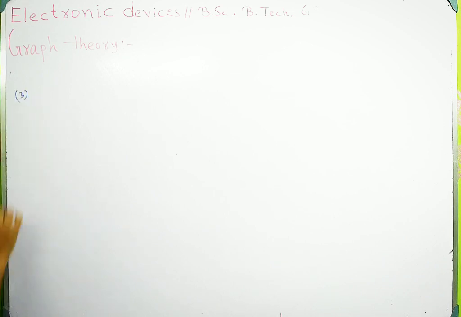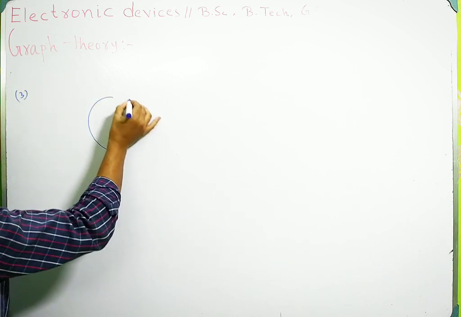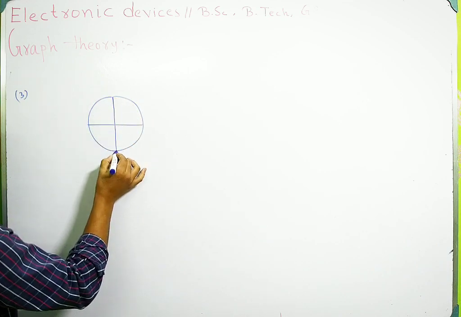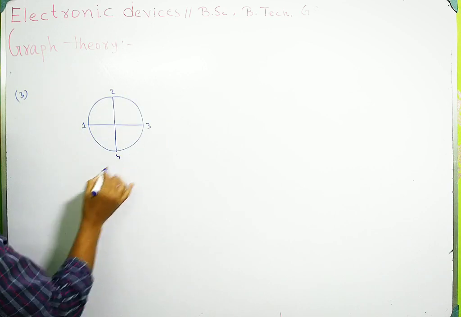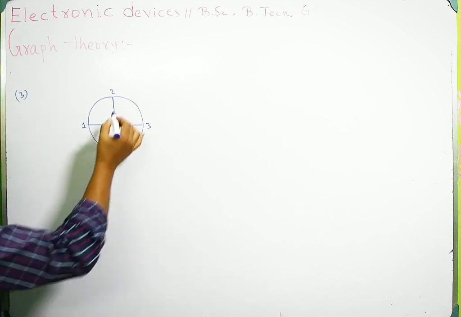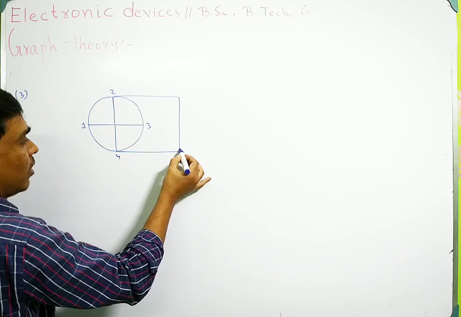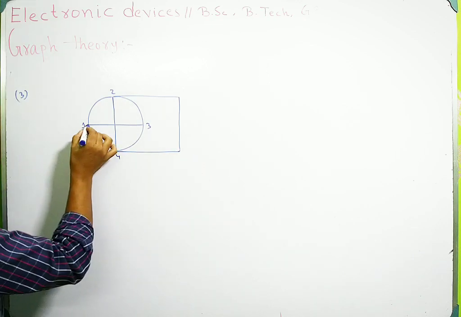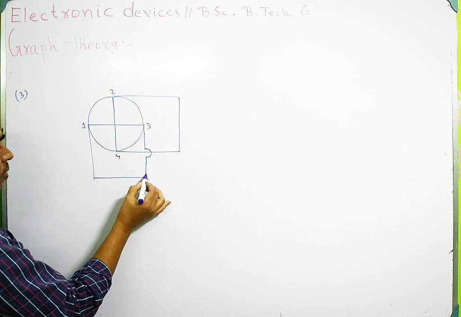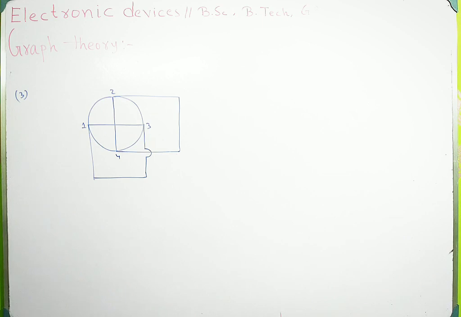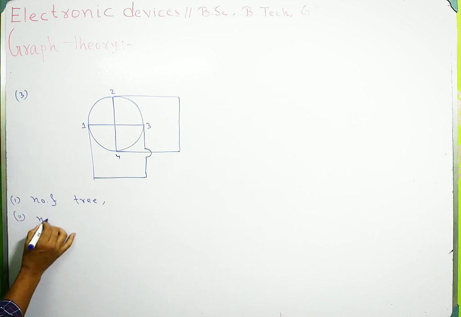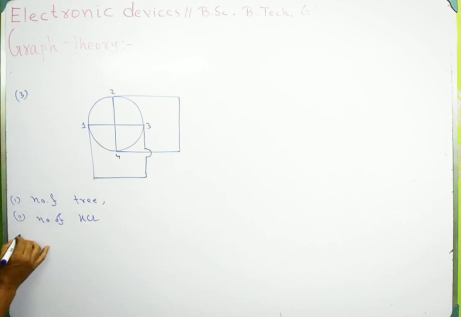Number 3, suppose 1, 2, 3 and 4. This is in this way and this is another way. From this case you have to find out: number 1, the number of trees; number 2, the number of KCL equations; number 3, the number of KVL equations.